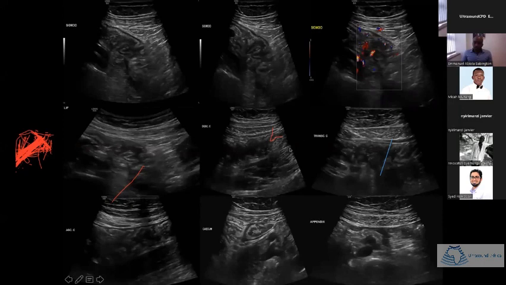There's the descending colon. And now we get to the transverse colon, scanning in a retrograde fashion. So this is the transverse colon, you can see the thickening, you can see the mucosa layer there. I think it's more prominent here. Yeah, you can see the ascending colon here.